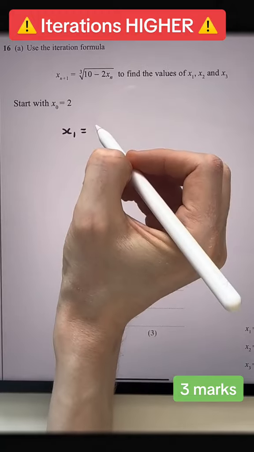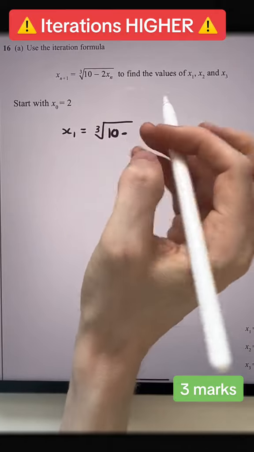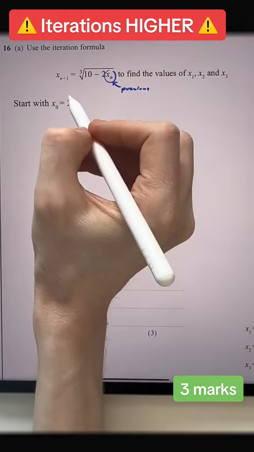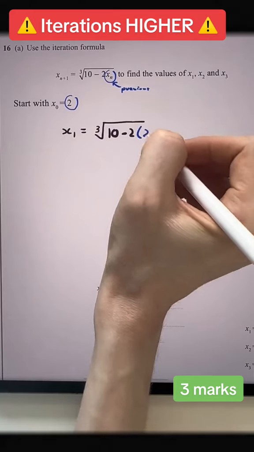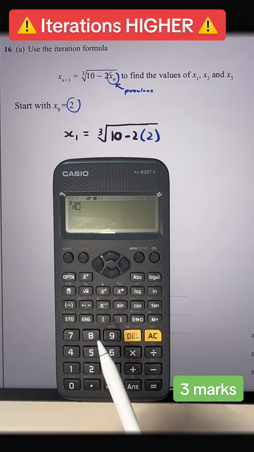Therefore, we're going to have the cube root on the inside of 10 minus 2 lots of xn. xn always represents the previous result. Our previous result in this case is our x0 value, which is 2. I'm going to press shift and square root to get my cube root. On the inside, I've got 10 minus 2.